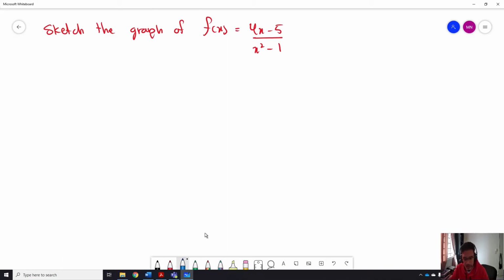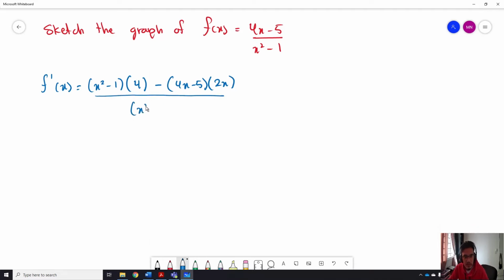So when we are given this equation, to sketch it by using the derivative method, first of all we do the first order derivative. Since this is a fraction, we need to use the quotient rule: (x² - 1)(4) minus (4x - 5)(2x), over (x² - 1)².